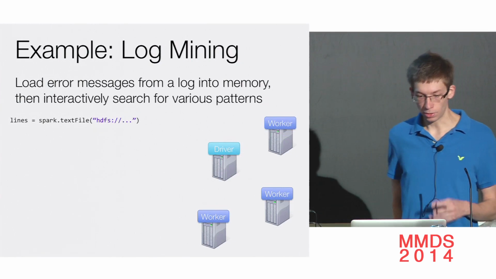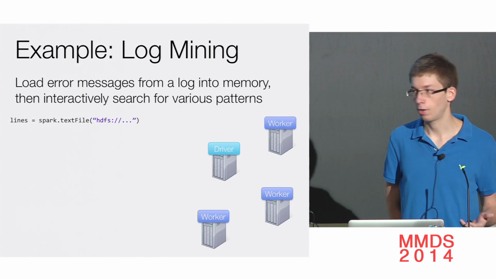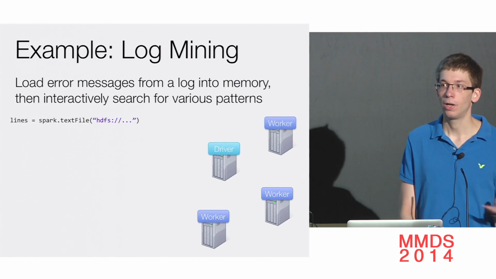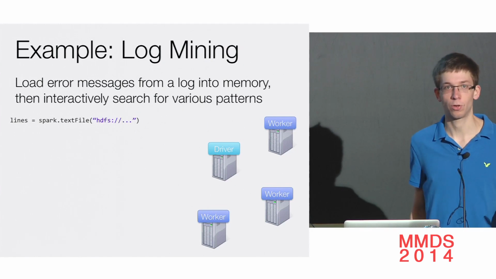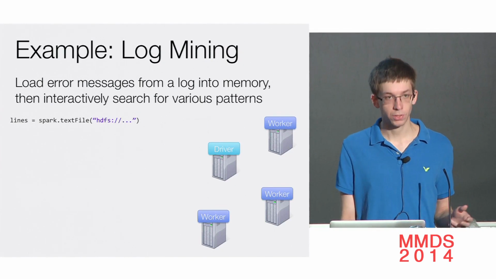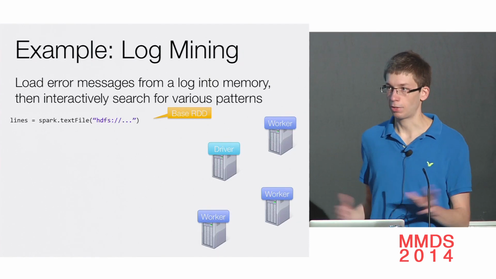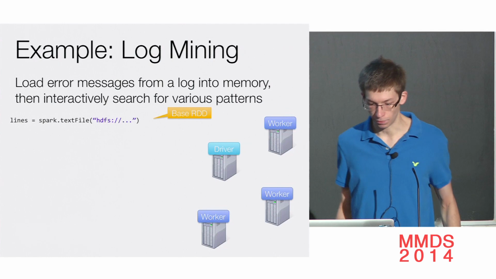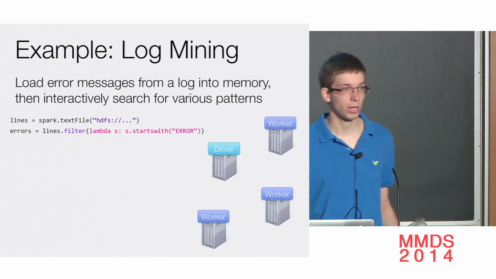Okay. So first thing we do is create this variable lines, which is a Spark text file, and we give it a path on a distributed file system. So here it's showing HDFS, the Hadoop distributed file system. And this is an RDD, a distributed collection of strings that we're going to then transform to do different things with. Okay. Next thing we can do is do some transformations.